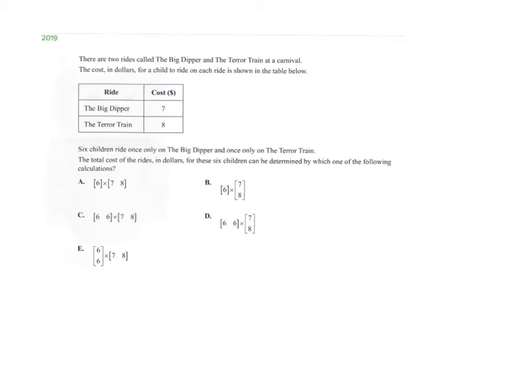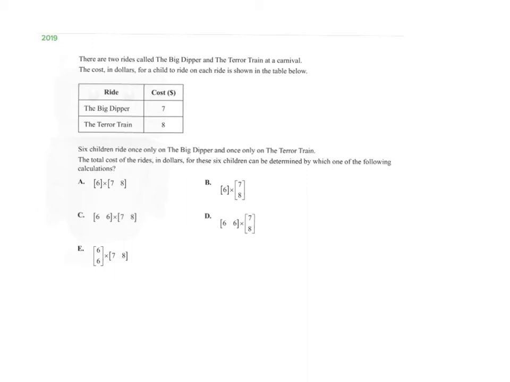All right, so in this question, there are two rides called the Big Dipper and the Terror Train at a carnival. The cost in dollars for children to ride each ride is shown below. 6 children ride once only on the Big Dipper and once only on the Terror Train. The total cost of rides in dollars for these 6 children can be determined by which of the following calculations.